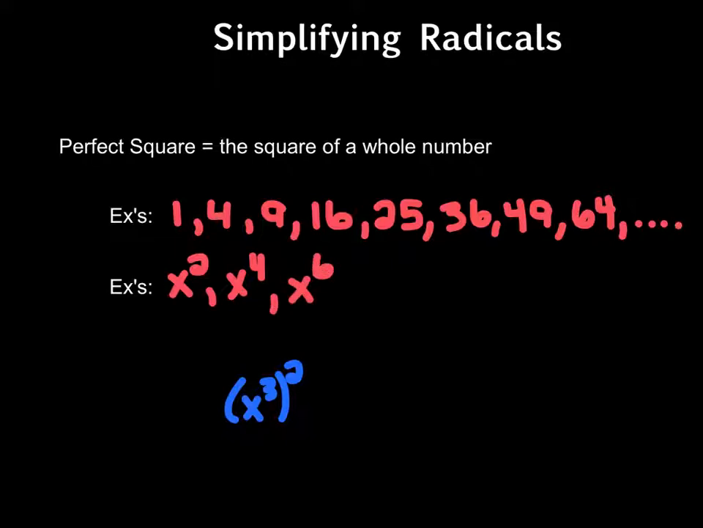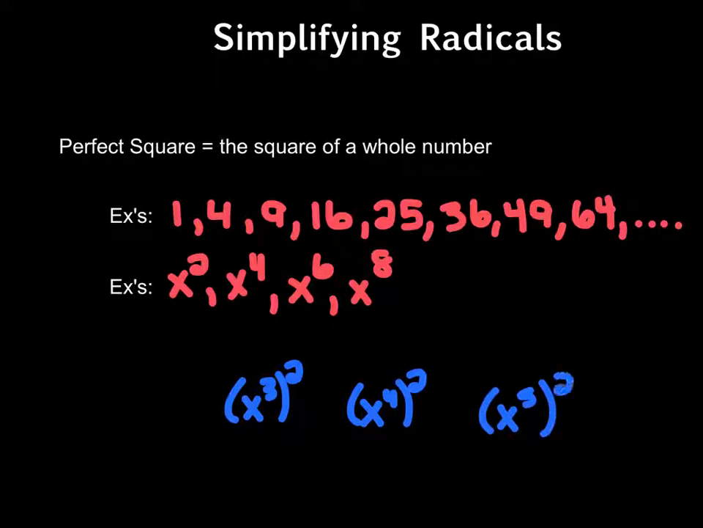Okay, so continuing with that trend, if I said to you, what is x to the 4th squared? Again, when we have a power raised to another power, we multiply these. So that'll give us x to the 8th. All right, keep going. What is x to the 5th squared? That'll give us x to the 10th. And if you notice the pattern going on here, basically, any even exponent is going to be a perfect square. So if I wanted to put the next, it would be x to the 12th, and then x to the 14th, and so on.